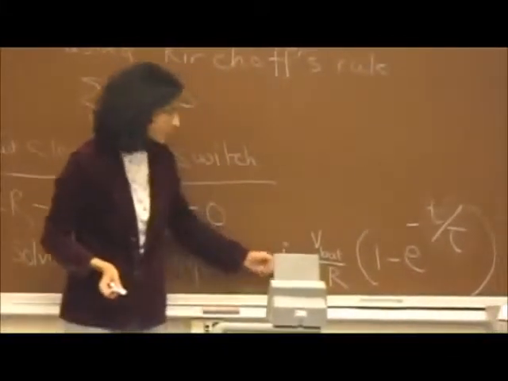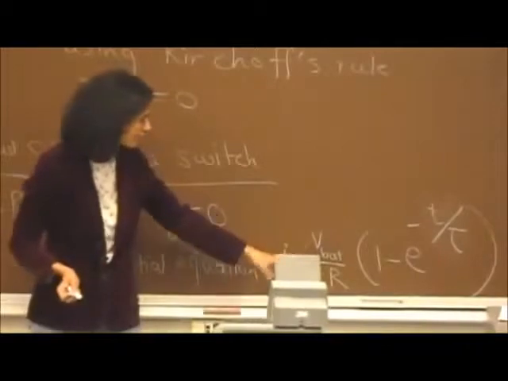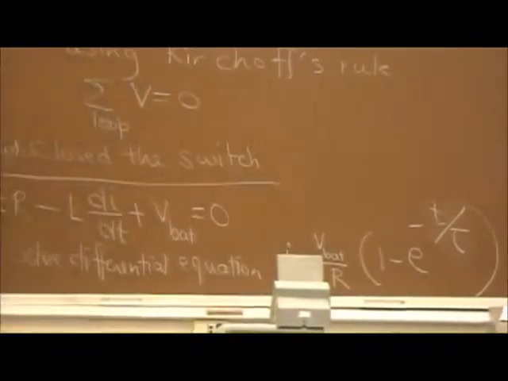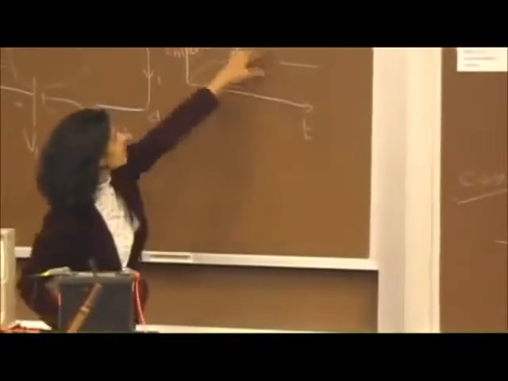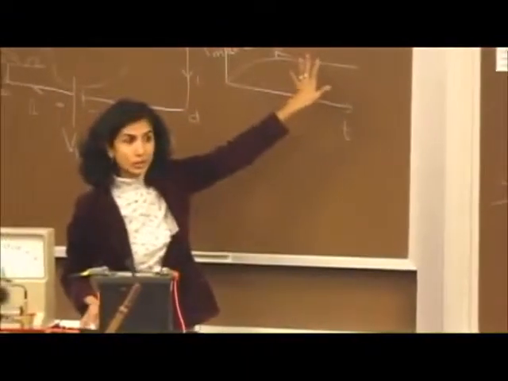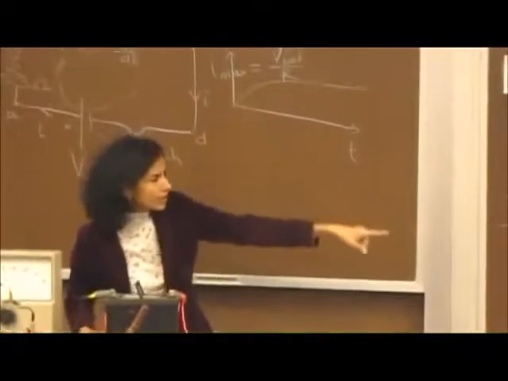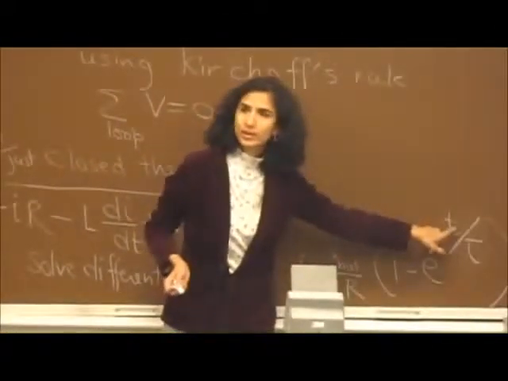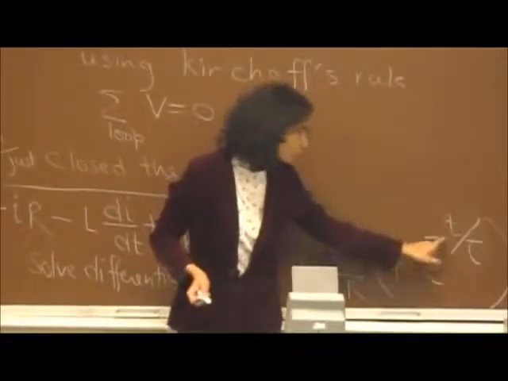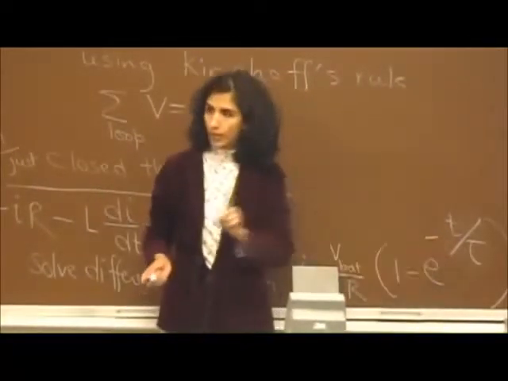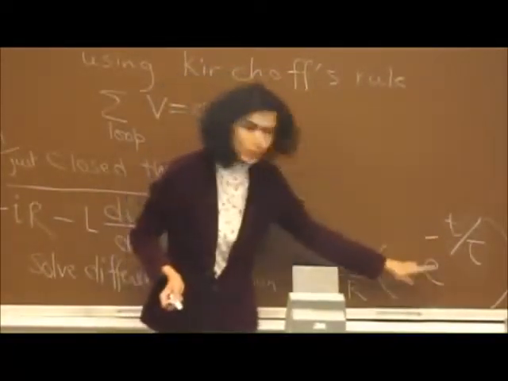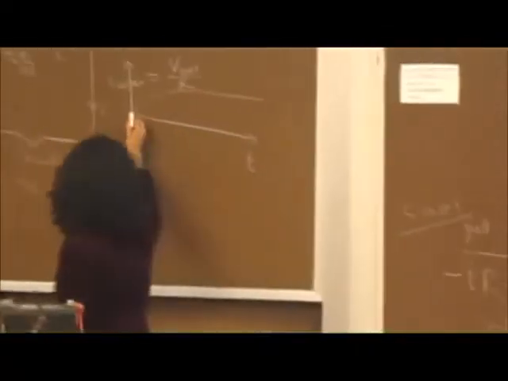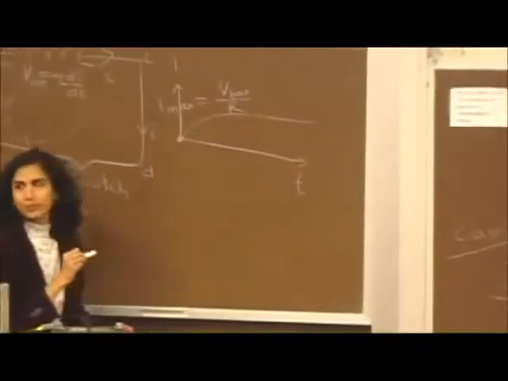Now let's try to plot this thing. If I know that this is what the current is, I can actually plot it out, and you will see in a minute that this is exactly the graph that I have shown you here. Let's make sure that it really is this graph. What will be the current at time t equal to 0? At t equal to 0, what is e to the power 0? 1, right? And what is 1 minus 1? 0. So the current is indeed 0 at time t equal to 0.